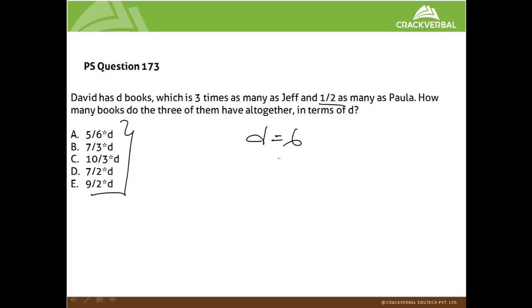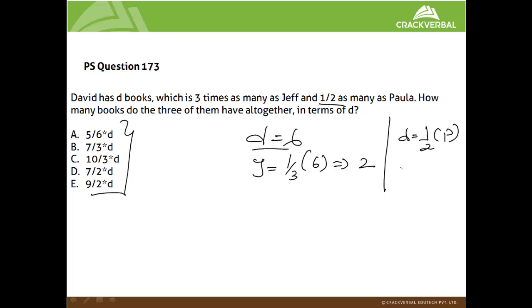David has D books, which is 3 times as many as Jeff. So Jeff will have 1/3 of D, and 1/3 of 6 is nothing but 2. Jeff will have 2 books. Now, David has half as many as Paula, so Paula will have twice as many as David. Paula will be 6 into 2, which is 12. So the total number of books would be 6 plus 2 plus 12.